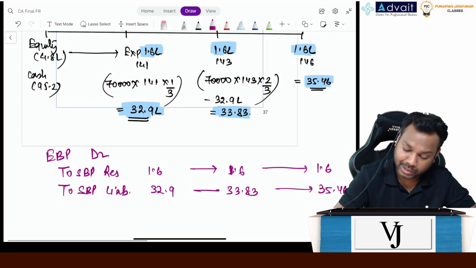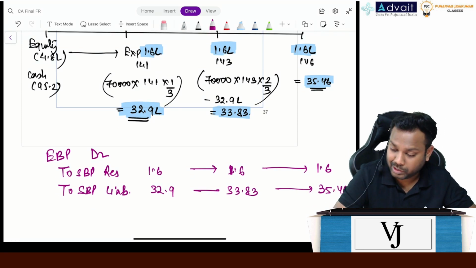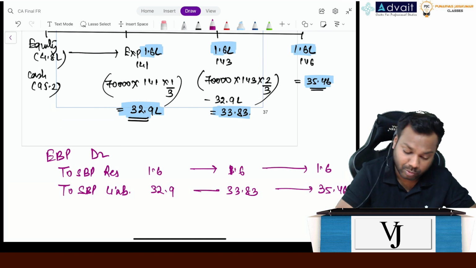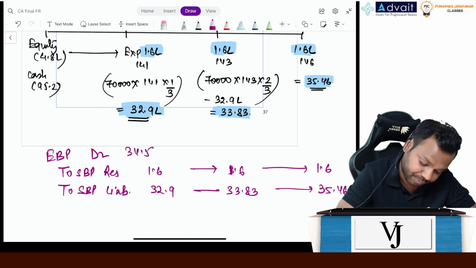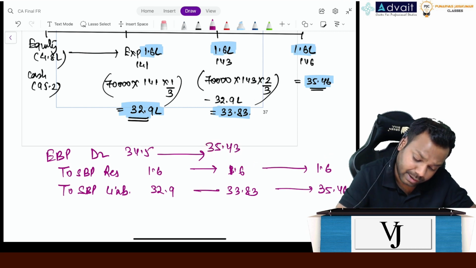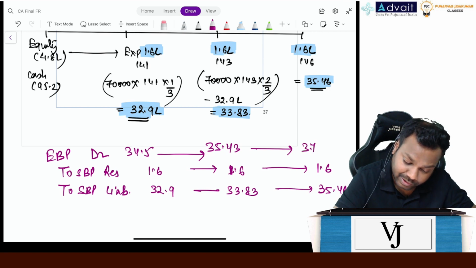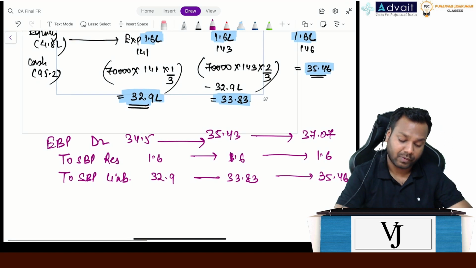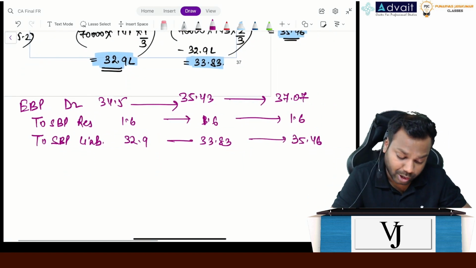Okay, can you please total it and tell me? 1.6 plus 32.9 is 34.5, then 35.43 and 37.07. Okay, fine, fair enough. So this is what we will record.